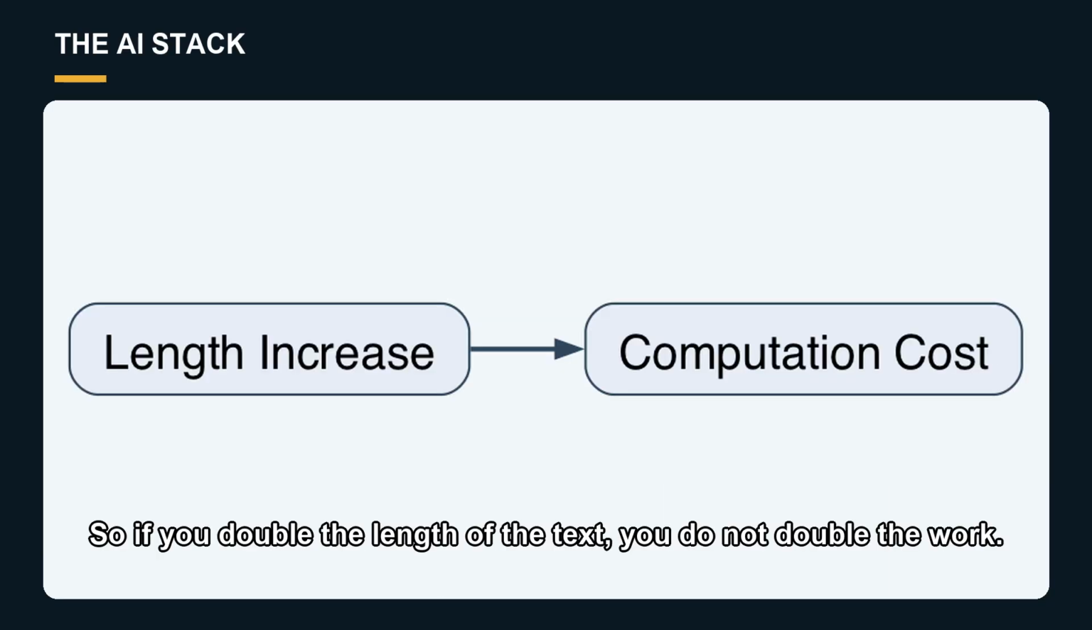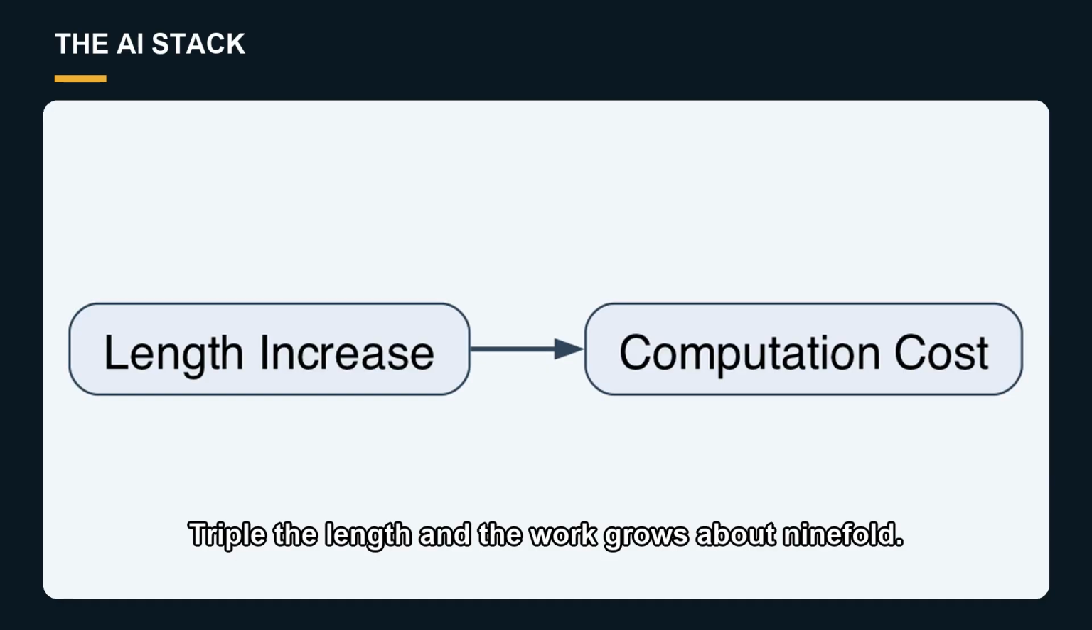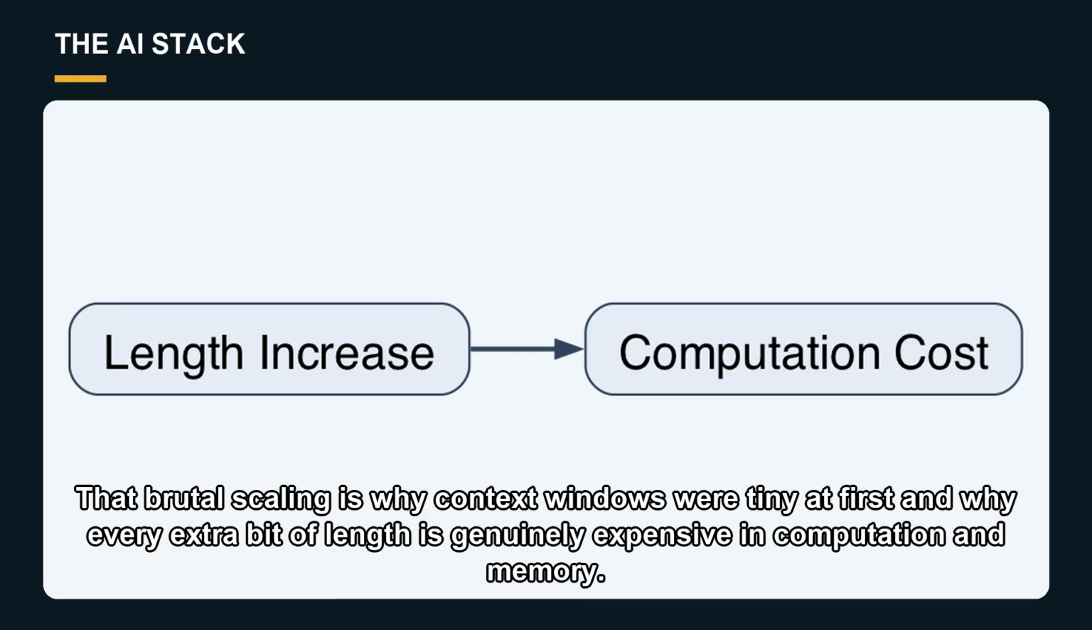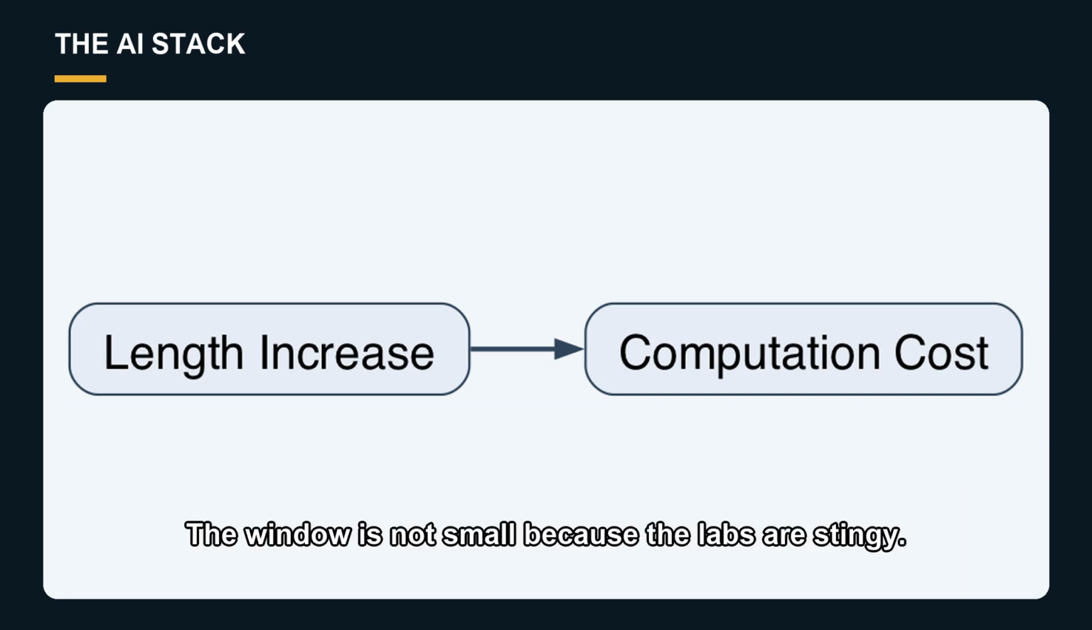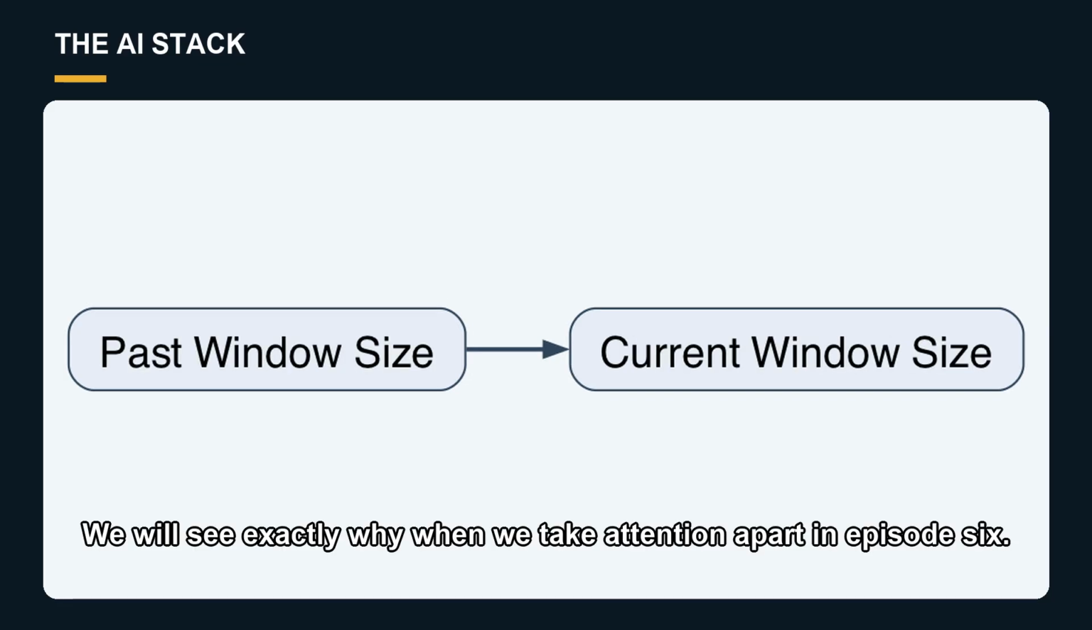So if you double the length of the text, you do not double the work. You roughly quadruple it. Triple the length, and the work grows about 9-fold. That brutal scaling is why context windows were tiny at first, and why every extra bit of length is genuinely expensive in computation and memory. The window is not small because the labs are stingy. It is small because the underlying math fights back hard as it grows. We will see exactly why when we take attention apart in episode 6.